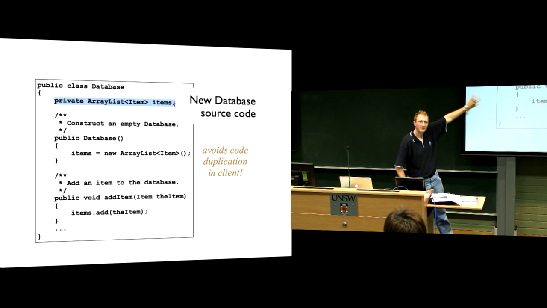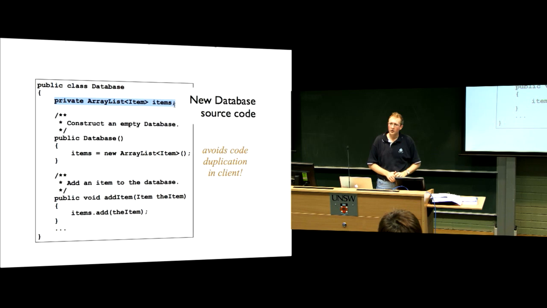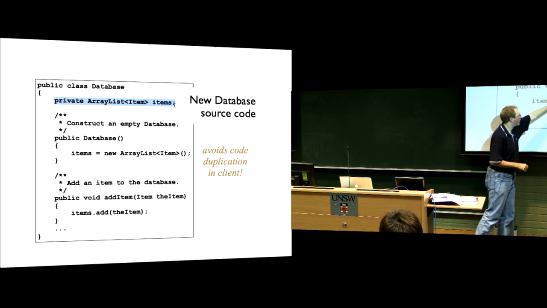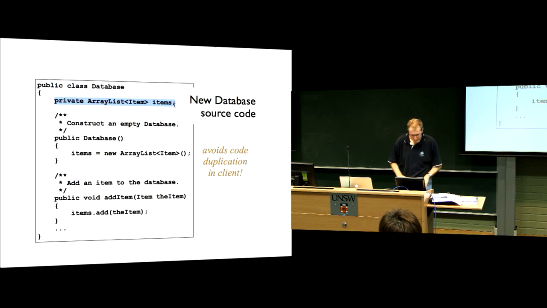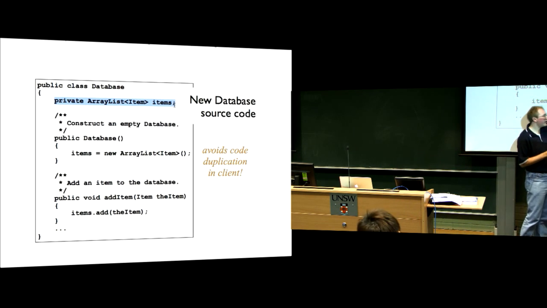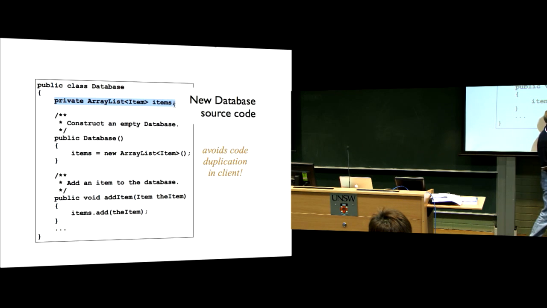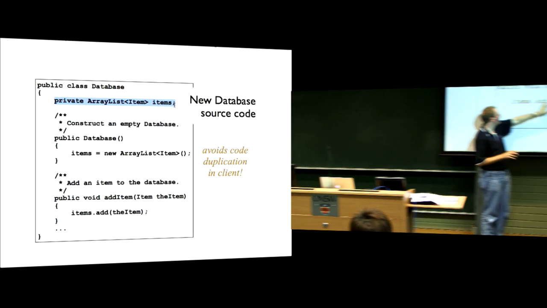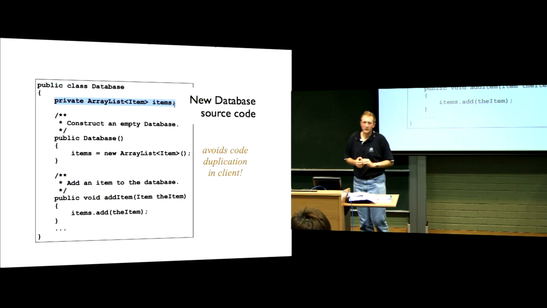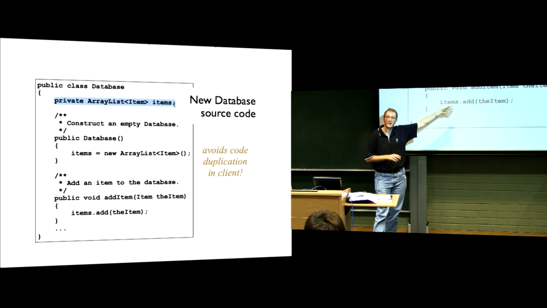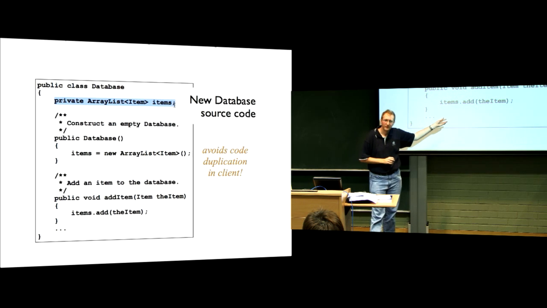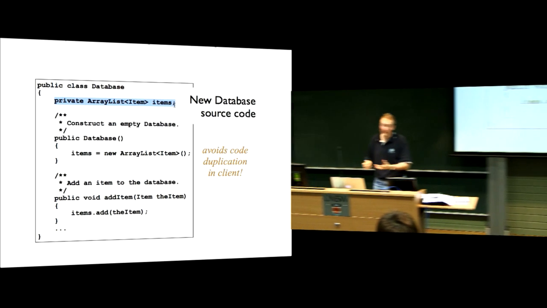The question is, can I do this? Can I say this? Well, I can add an item to the database. What if I wanted to say, instead of add item, I changed this and I said add DVD or add CD, and I changed this item to a CD and then I added that into the list? Could I do that? So instead of adding something of class type item, I want to add something of class type CD or DVD. Would it be nice to do that? Yes, because a CD is an item, a DVD is an item. Well, it turns out that you can do that.